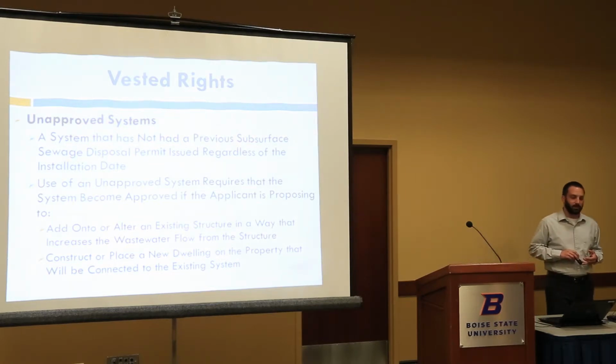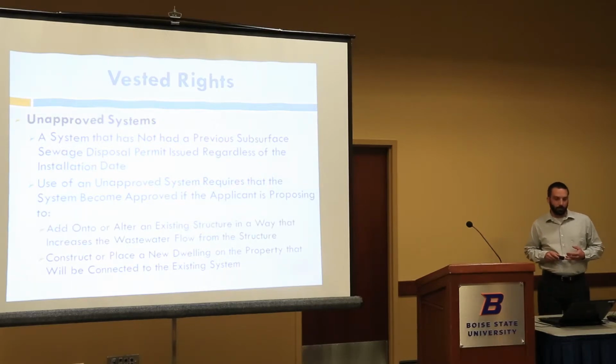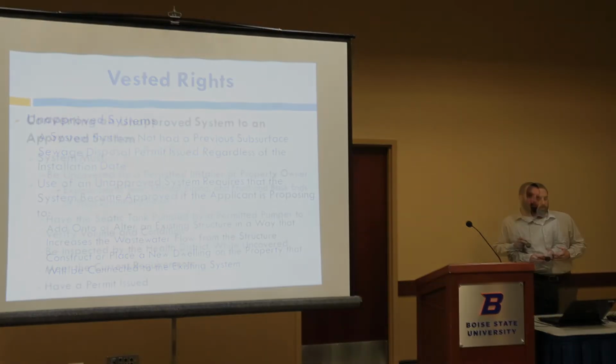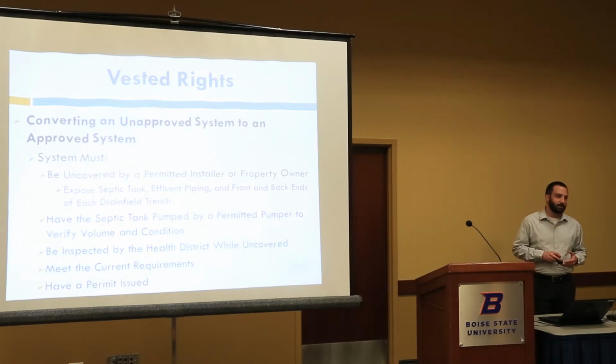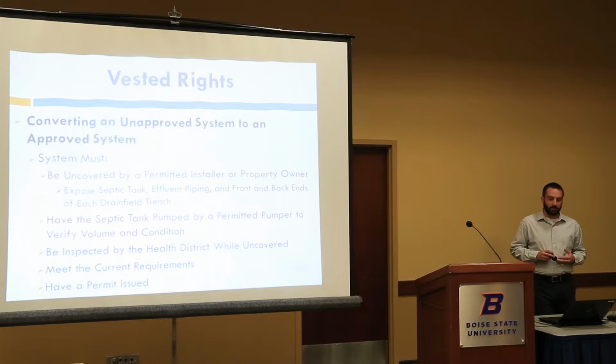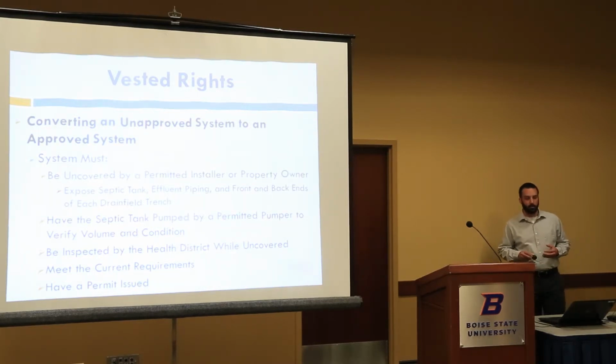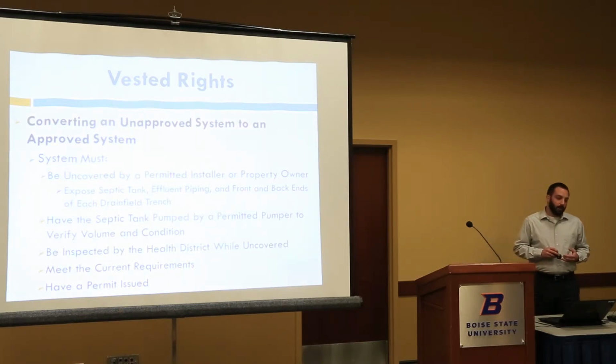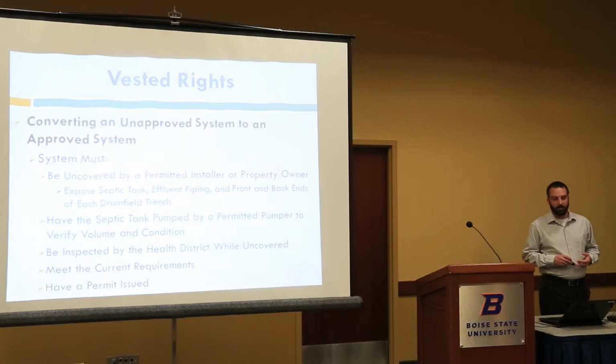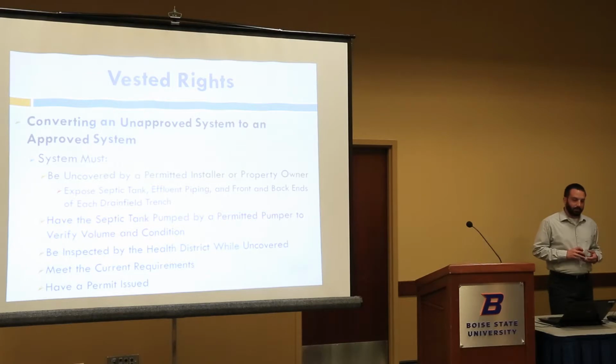If the applicant's proposing to add on or alter the structure in any way that's going to increase the wastewater flow from that structure, they need to determine what the soil type is to ensure that the system's adequately sized, and they're going to need to make sure it meets vertical separation distances from potential groundwater or limiting layers, impermeable limiting layers that you're running into. They may require that the tank gets pumped by a permitted pumper to verify the volume and the condition of that septic tank. So that's something that could potentially be required, most likely will be.